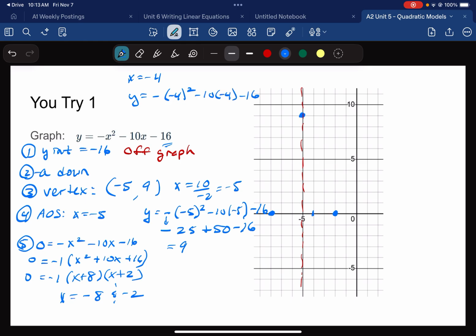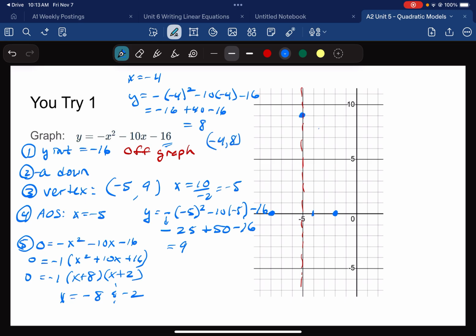So let's see what y is. I'm choosing an x value that I haven't plotted a point for yet, somewhere close to the axis of symmetry. I could have put negative 3 in. I could have put in negative 6. I could have put in negative 7. It doesn't matter. You just need another point on the line. So this is going to be negative 16 plus 40 minus 16. So that's negative 32 and positive 40 makes 8. So negative 4, 8 is another point on the graph.